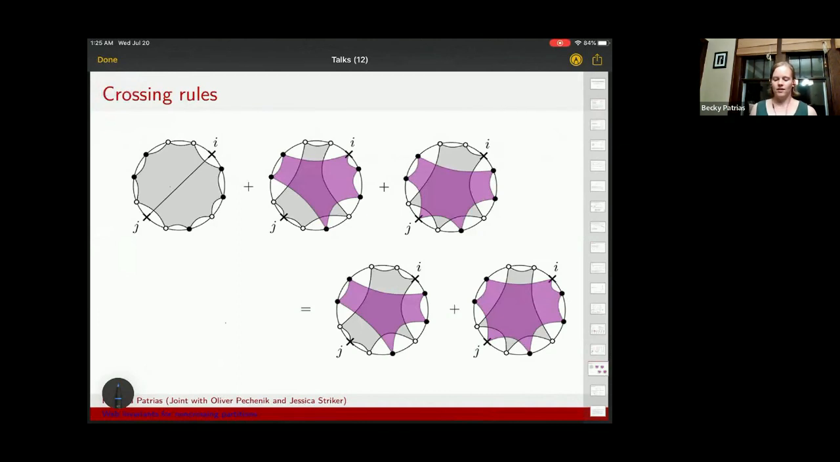Okay, the crux of all of our arguments are our generalized crossing rules. So I'll just show you the picture of them. These can specialize to Brendan's rules that we are trying to keep, but they're much more general for our purposes.